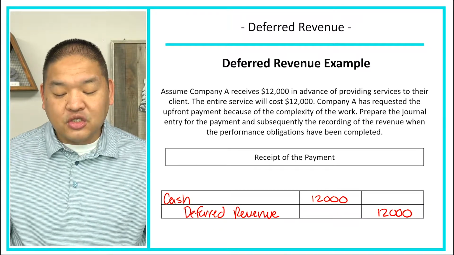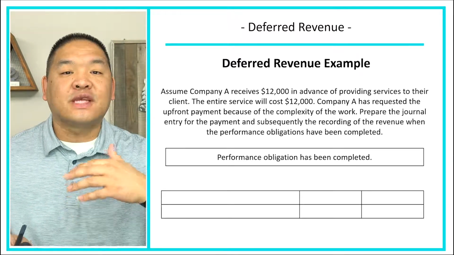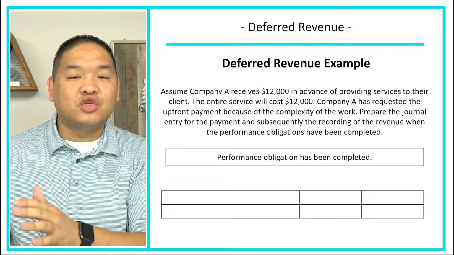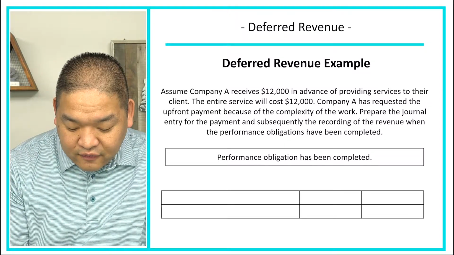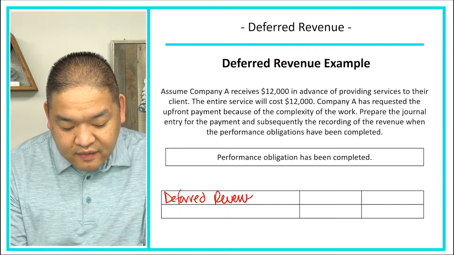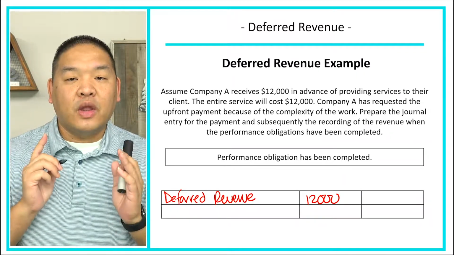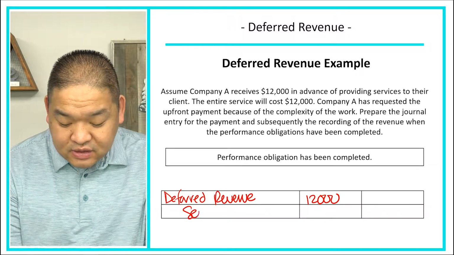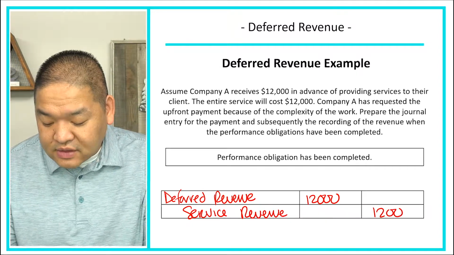All right, moving on to the actual performance obligation being completed. So once it's completed, we're going to reverse out the deferred revenue. So to put that deferred revenue in our books, we credit it. To reverse it, we need to debit it. So we'll reverse that entry out. So we'll debit deferred revenue in the amount of $12,000 because we have completed that performance obligation. And then we are going to credit the actual revenue. So revenue, service revenue, in the amount of $12,000.